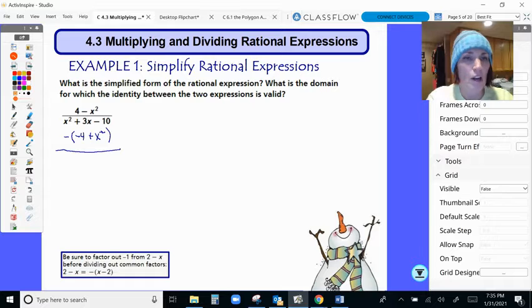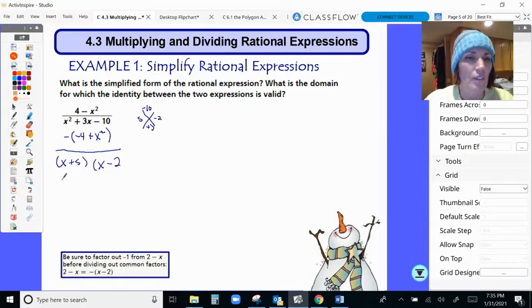I'm going to go ahead and factor the bottom here too. Factors of negative 10 that add up to 3 are going to be a 5 and a negative 2. Oh, sorry, positive 3. My bad. Yeah, I'm getting late tonight. x plus 5 times x minus 2.